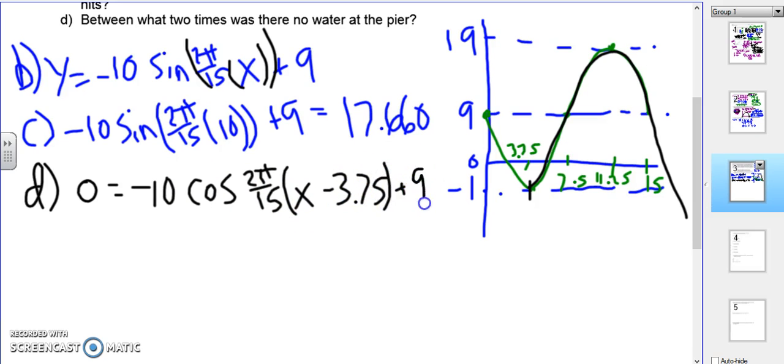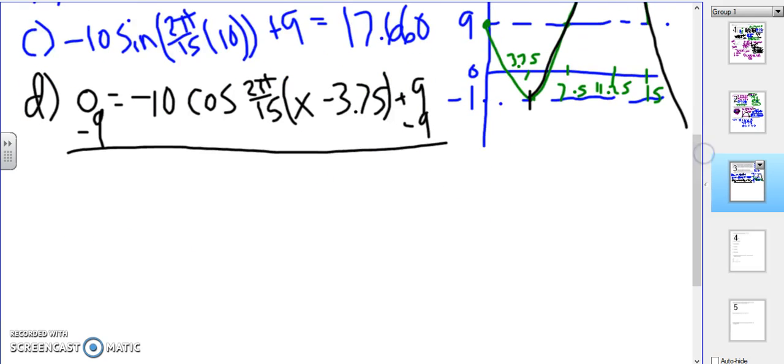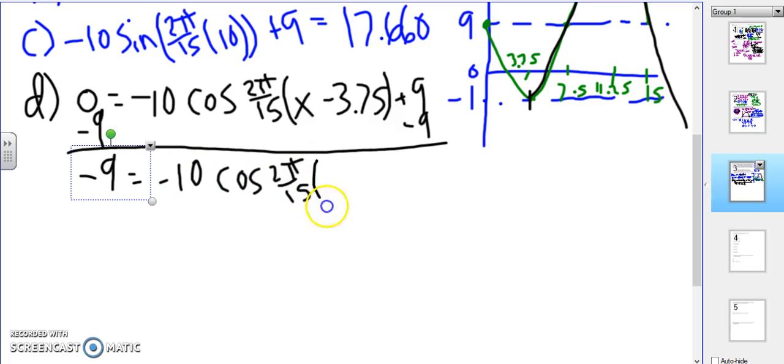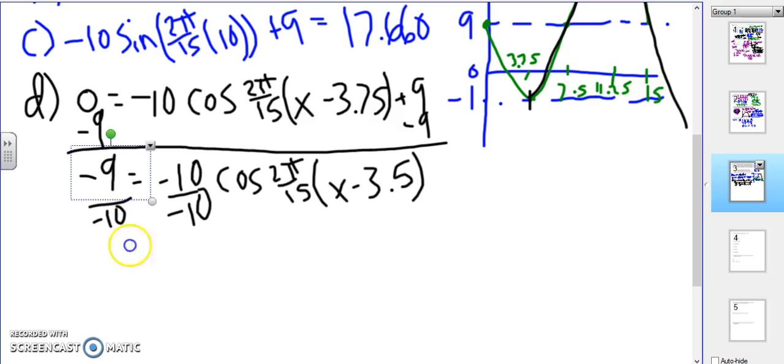That's why it's important to label your graph with all the critical points. So step 1, I'm going to subtract the 9. So -9 equals -10 cosine 2 pi over 15, x minus 3.75. We're going to divide by -10. So I get positive 9 over 10.